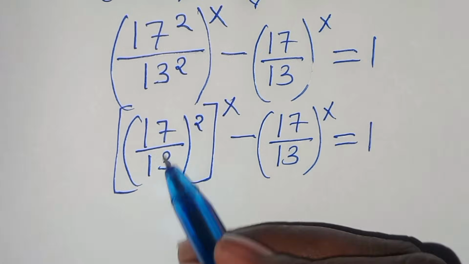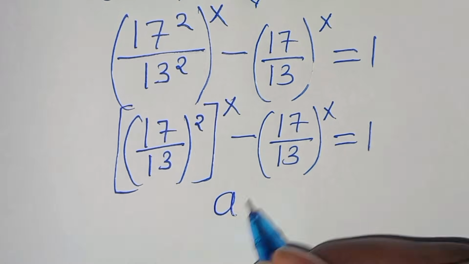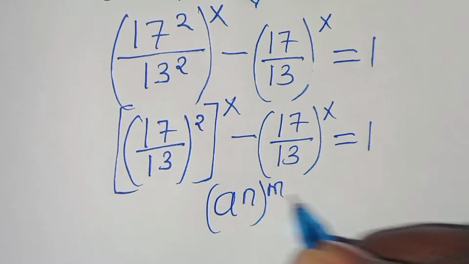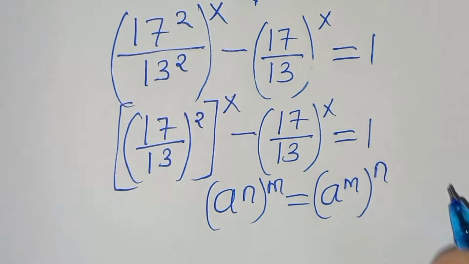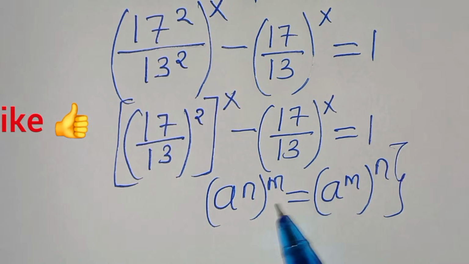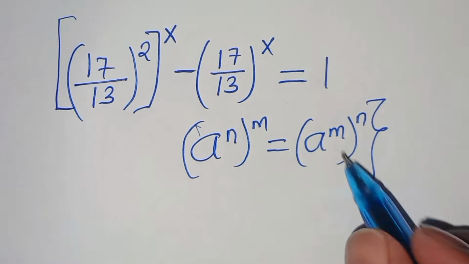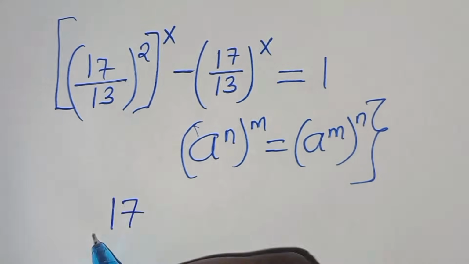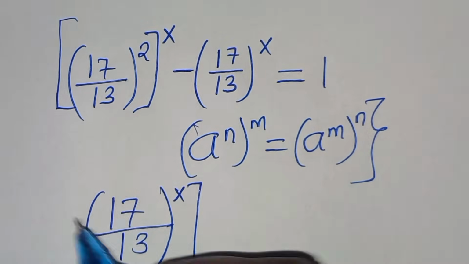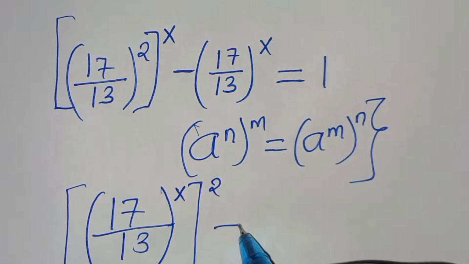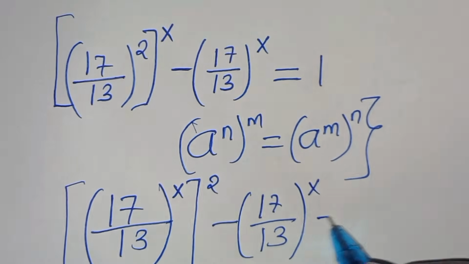Now 17 over 13 raised to the power of 2 raised to the power of x. This is in the form of a to the power of n raised to the power of m, which we can express as a to the power of m raised to the power of n. Now applying this exponent property, here we have 17 over 13 raised to the power of x, then raised to the power of 2, subtract 17 over 13 raised to the power of x. This is equal to 1.